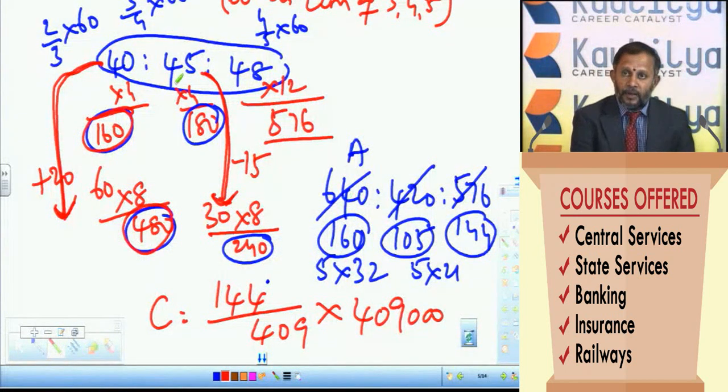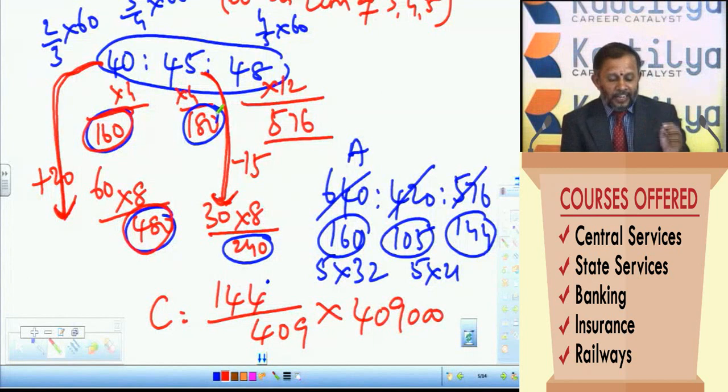Next B. This 45 remains constant for the first 4 months. So 45 into 4, 180. And after 4 months, the investment of B must be decreased by 1/3 of the value. So you have to select 1/3 of 45 as 15. So 45 minus 15 is 30. 30 into 8, 240. Next, there is no change in the investment of C. So 48 into 12, 576.